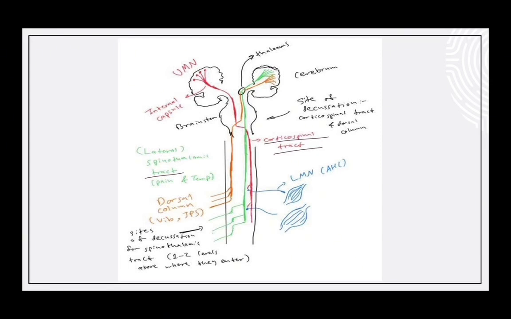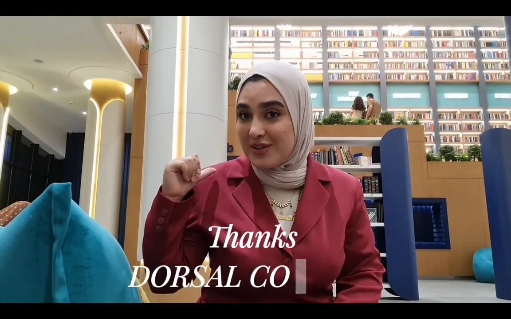Next are the dorsal columns. These carry vibration, proprioception, and fine touch. Unlike the motor pathway, they travel up the spinal cord on the same side, only crossing later in the medulla. Damage here causes loss of vibration and position sense below the lesion. Finally, the spinothalamic tract. This pathway carries pain and temperature. Unlike other pathways, it crosses almost immediately after entering the spinal cord. That's why pain and temperature loss often appears on the opposite side of the lesion. So if you can touch your nose with your eyes closed, think of your dorsal column.